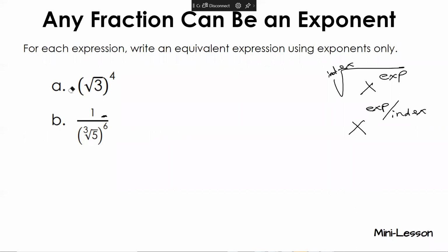So just a reminder, if there's nothing written here, what number do we assume? 2. Okay, so we're going to have 3 raised to the 4 divided by 2. Can we simplify that at all? What's 4 divided by 2? Okay, so this is going to be 3 to the second power. Can you take a second? Can you try the next one?